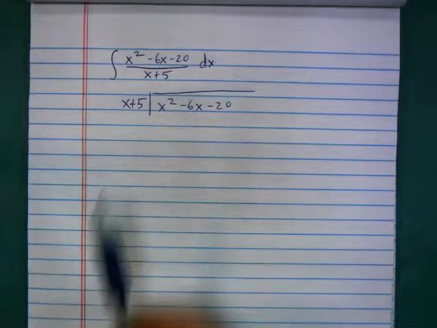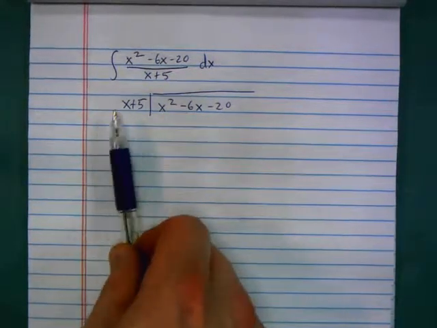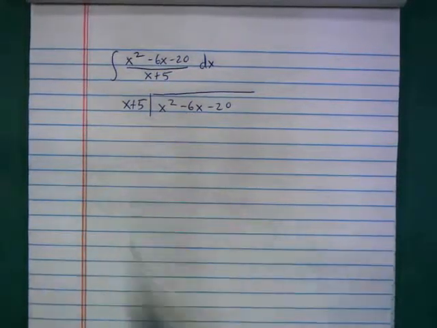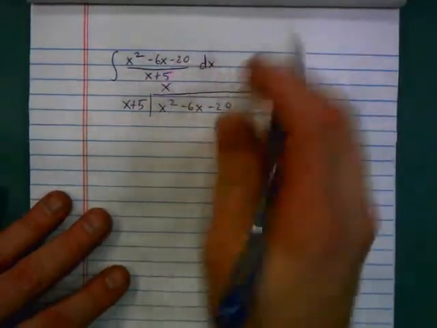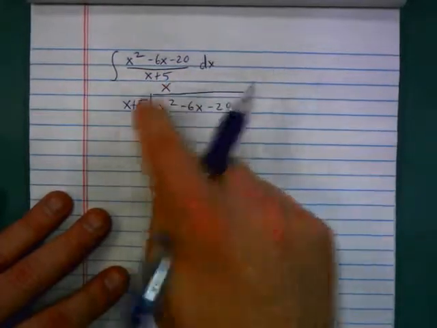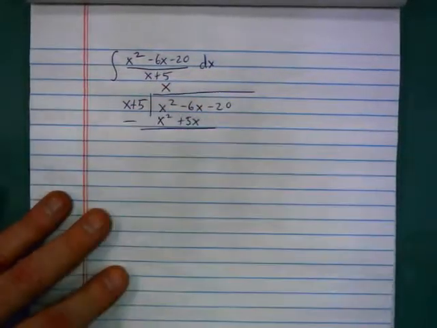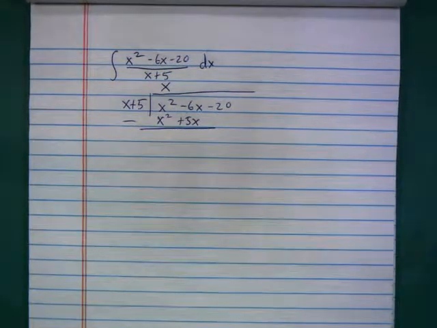All right, so my first thing is an x, and I need an x squared. What times x will give me x squared? X. So I put an x here. X times x is x squared. X times 5 is 5x. And then I subtract. What do I get when I subtract? Yeah, very good. This is where people make mistakes.